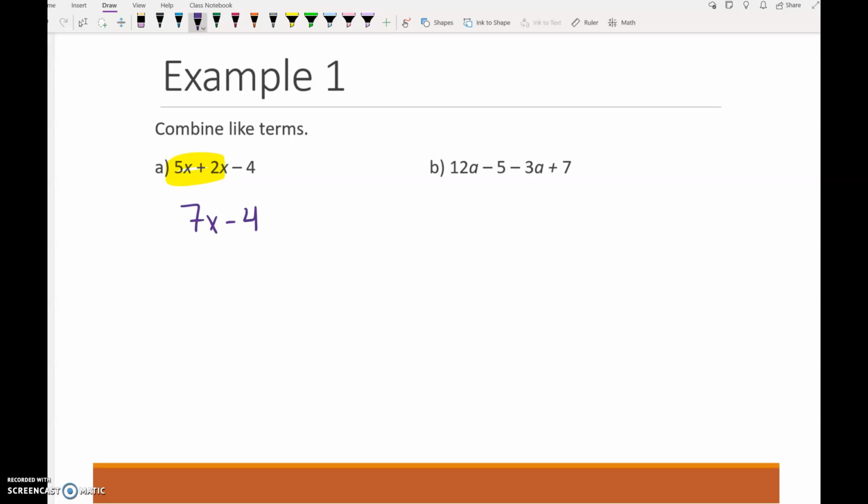When you're adding, you do not increase the exponent. So 5x means that there's 5 x's being added together over here. 2x, there's 2 x's being added together over here. Altogether, there are 7 x's.